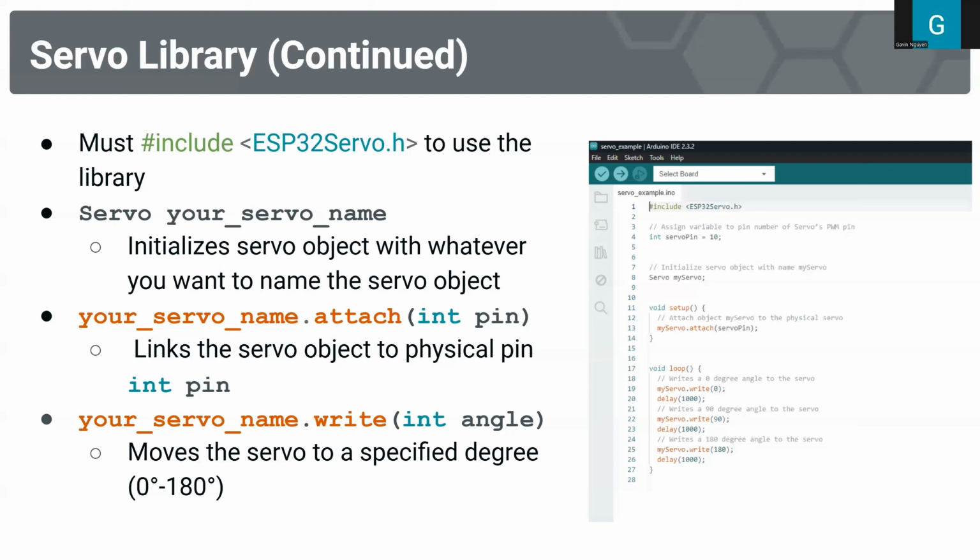So in our example code, we have myServo.write(0) as well as 90 and 180, and these are separated by 1 second delays. So if you would predict what this code would do, essentially it would move the servo to 0 degrees, wait for 1 second, move it to 90 degrees, wait for another second, and then move it to 180 degrees, and then just repeat that in a loop.